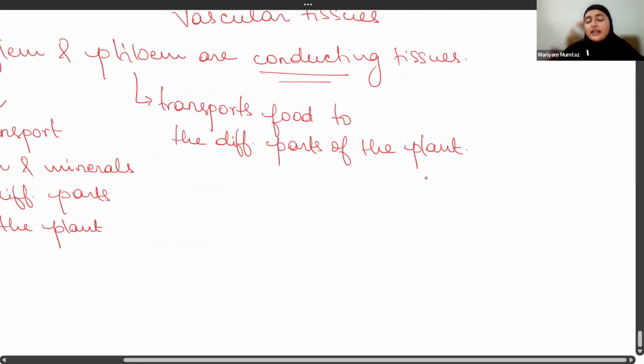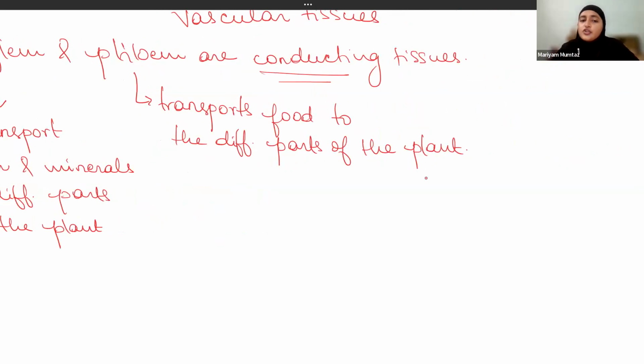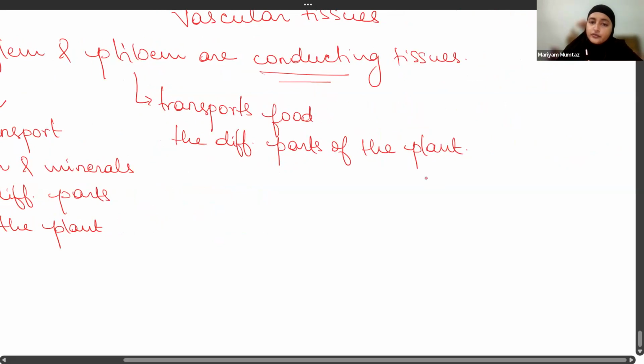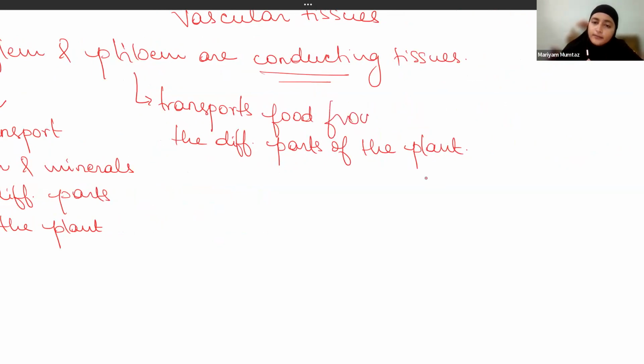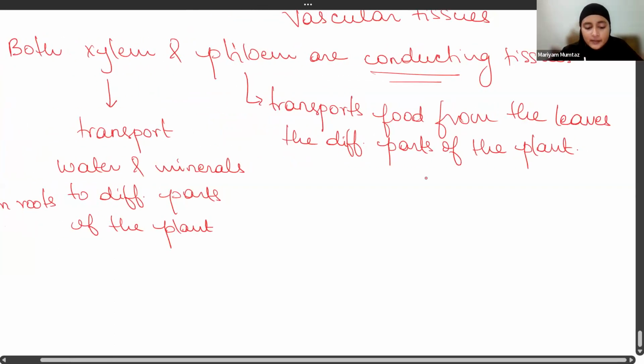Okay, whereas in the case of phloem, see, in the leaf photosynthesis takes place, and there the food is prepared. So the phloem transports food. Okay, it transports food from the leaves to the different parts of the plant. Is it clear? Both xylem and phloem are clear to you?